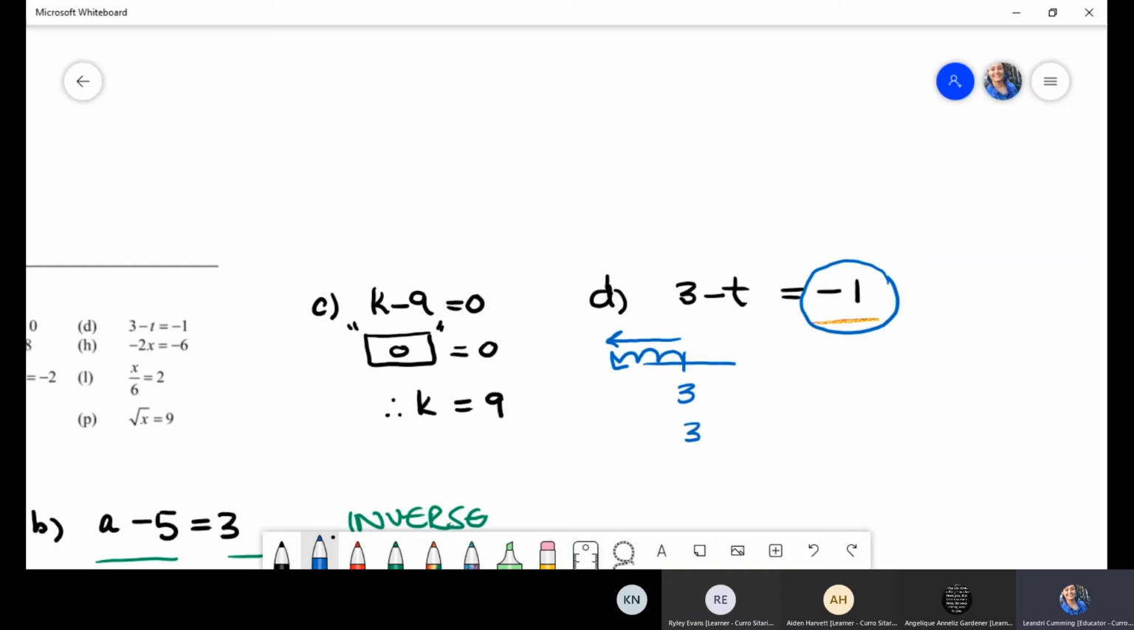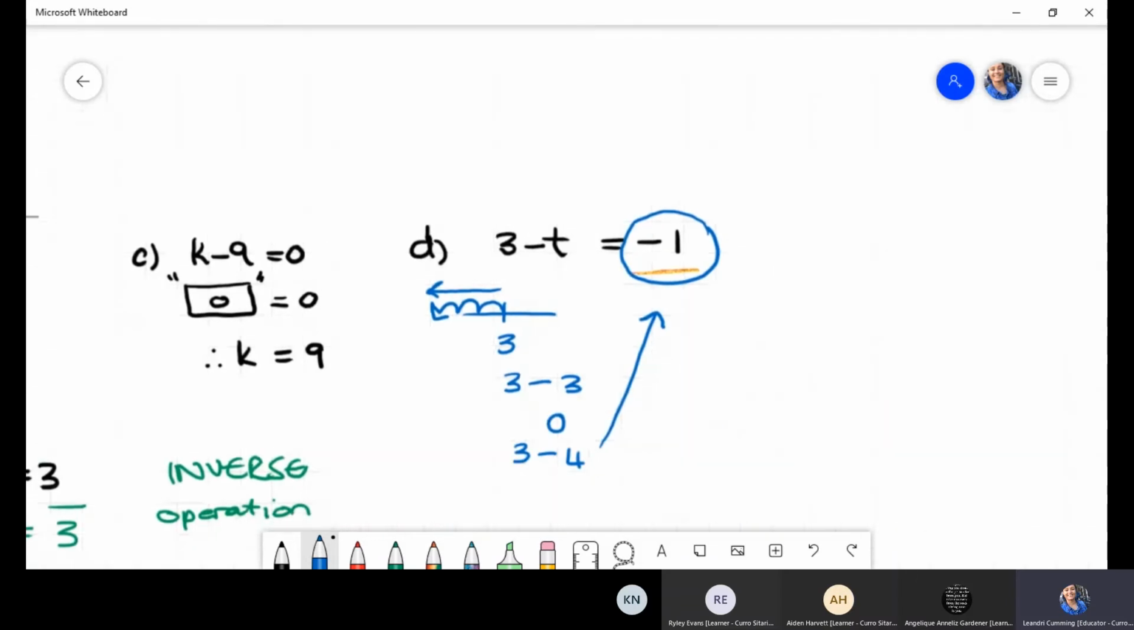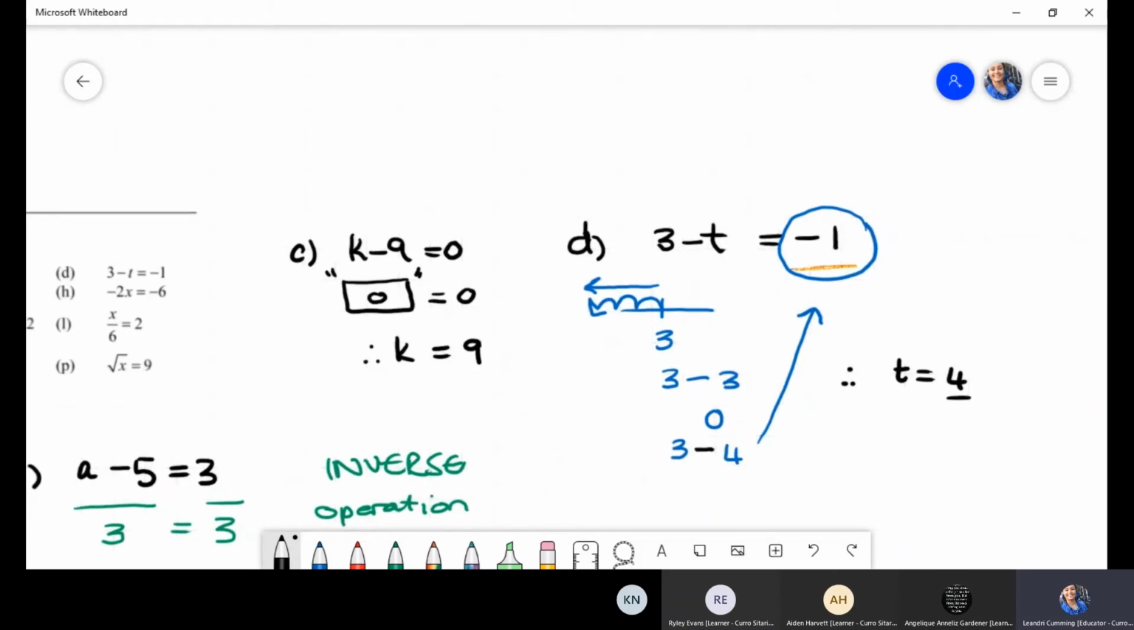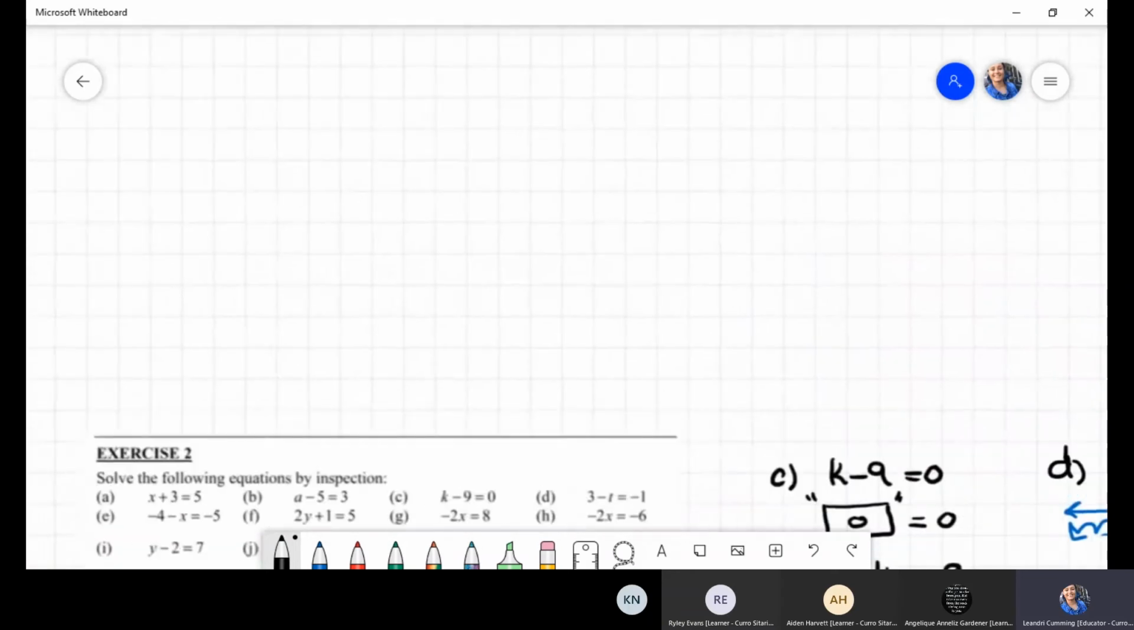So 3 minus 3 will be 0. But let's take 3 minus 4, one more, and I'll be one position less than 0, which is in fact -1. So this is by inspection. We can say, therefore, t is equal to 4. Because of this minus sign that's already present, t only takes the value of 4. Okay, let's look at number E.